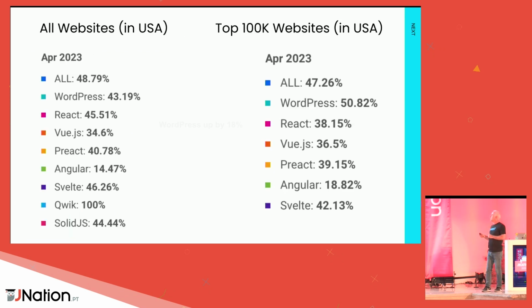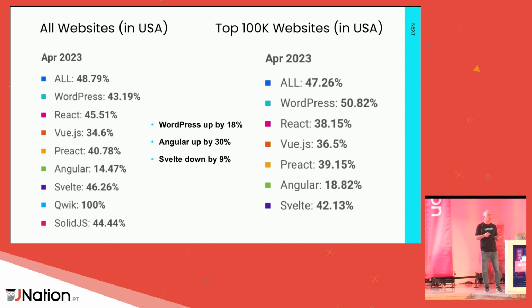And what we can see is that, as expected, WordPress did go up, apparently for the reasons that I listed, or I assume so, by a significant amount. Angular is also up by a lot, by 30%, but it's up from 14 to 18. You know, it's pretty abysmal still. So yeah. Svelte is actually down by 9%, which is surprising, and I don't really have a reason for it. So if anybody is interested in a research project, try to figure out why this is. Vue and Preact remain essentially the same.